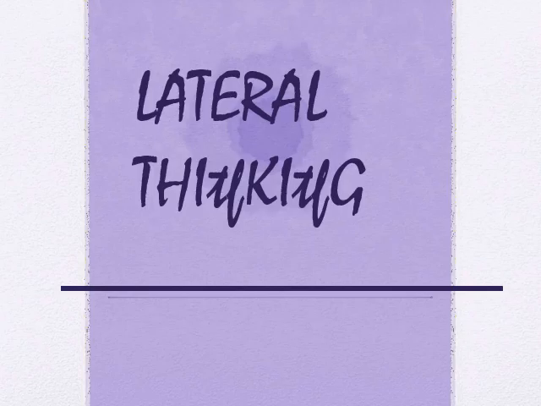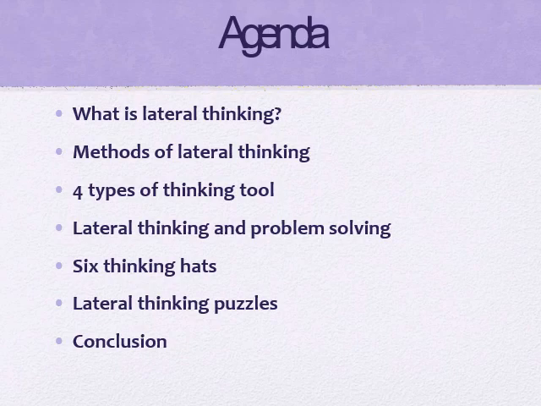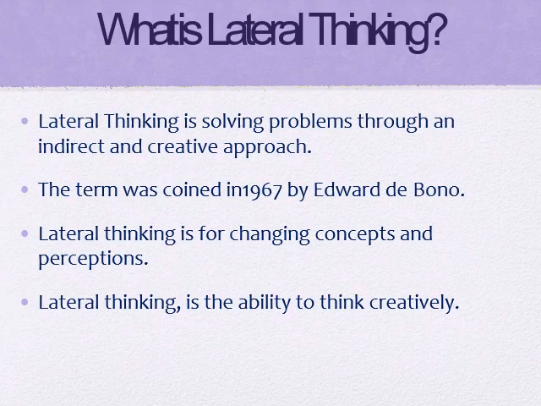We'll now talk about a small topic as part of Module 4, which is called lateral thinking. So, our agenda for discussion for this topic would be: what is lateral thinking? What are the types of lateral thinking, problem solving, something called six thinking hats, a few lateral thinking puzzles, and then we conclude. So lateral thinking is a way of solving problems through an indirect and very creative approach.